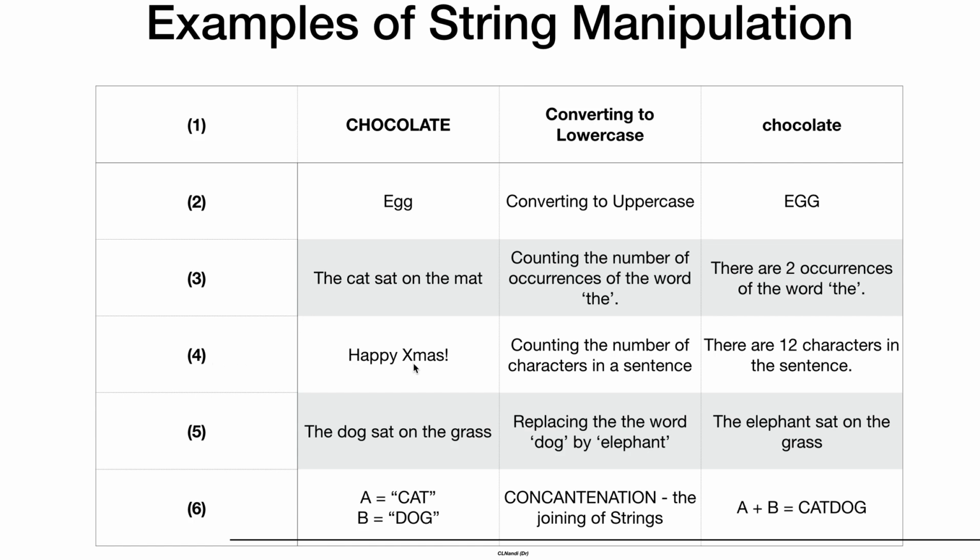Number 4, Happy Xmas. Counting the number of characters in a string. Well, how many are there? There are 12 characters in the string. How do we come to 12? 1, 2, 3, 4, 5, 6. You count the space. 7, 8, 9, 10, 11. Oops. So there are actually 11 characters in the string. Sorry for the mistake. And you also count the exclamation mark.